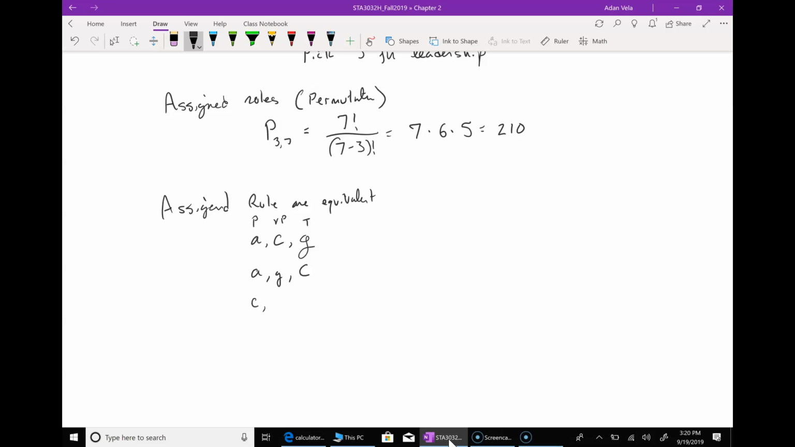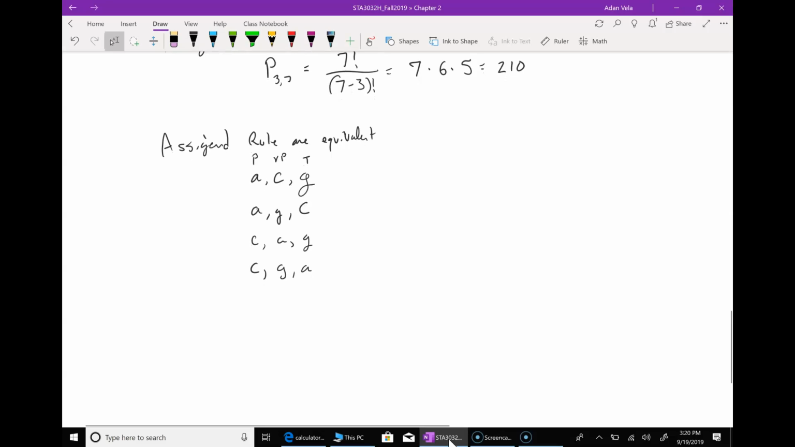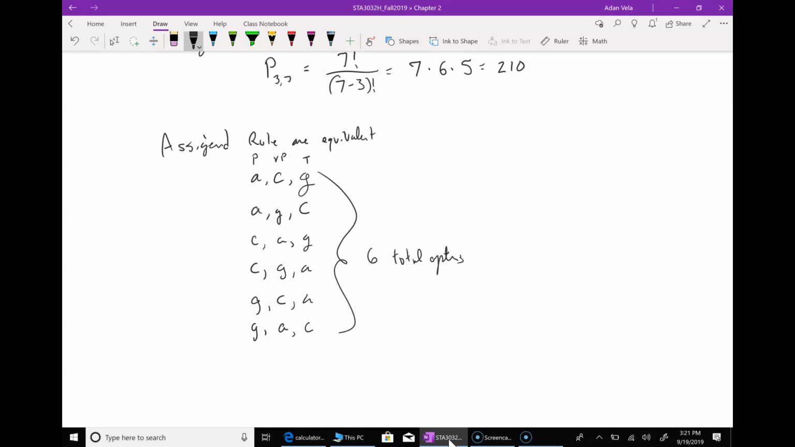We could also flip it around and have C being the president, and then A and G. And of course, they could flip their roles. And finally, we could have G be president and C and A be vice president or treasurer. Okay? And so what we have here are 6 total options for how this could happen, right?